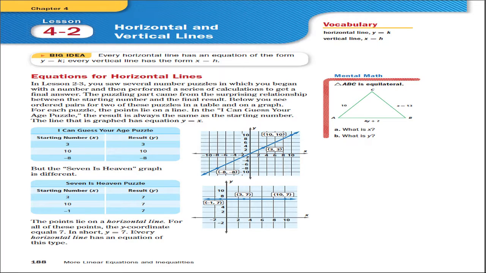Hey, this is Bill. Lesson 4-2 is our next one here. It's horizontal and vertical lines. You need to read through this to find the information in there.